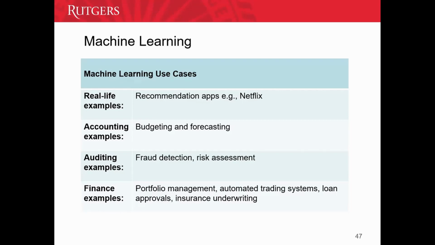Another use case of machine learning within accounting and auditing is in fraud detection. Machine learning is very effective in analyzing a huge bunch of data and detecting which ones are anomalies, or which ones are not the normal transactions, which could be potentially fraudulent transactions.